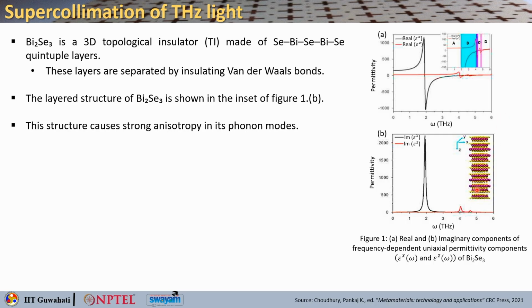Now this structure provides strong anisotropy in its phonon modes. The phonon anisotropy that you will see in bismuth selenide arises from its crystal structure, and it affects both acoustic and optical phonons. Optical phonons are particularly interesting here.